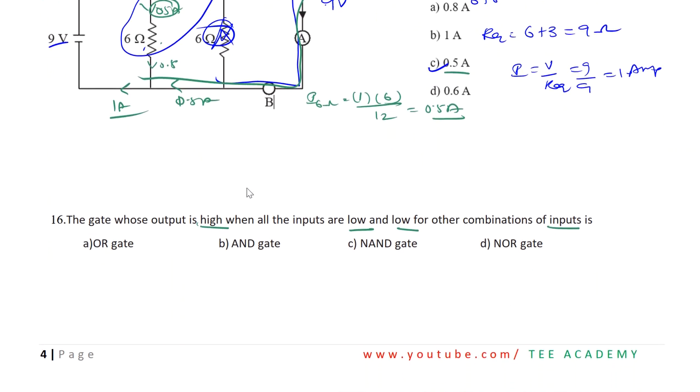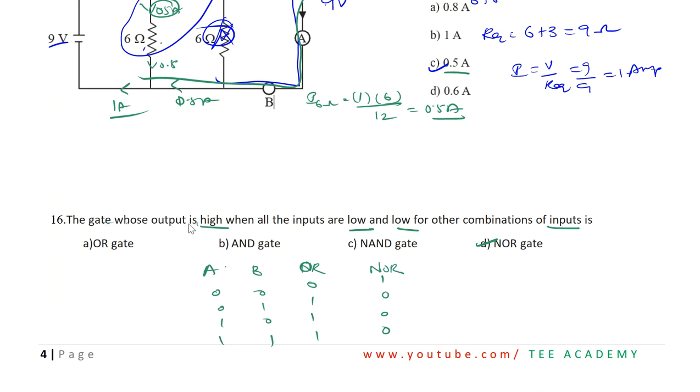Okay, the answer is NOR gate. How is it, sir? Let me take A, B, and I will take an OR gate here. Next, I will take a NOR gate. The inputs taken are 0 0, 0 1, 1 0, 1 1. For the OR gate, the output is 0 1 1 1. For the NOR gate, the output is 1 0 0 0.